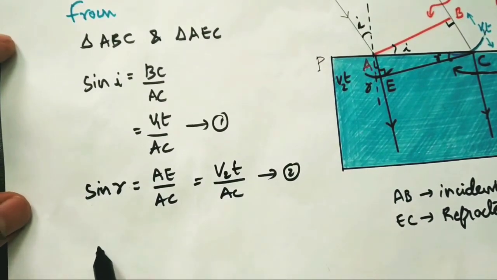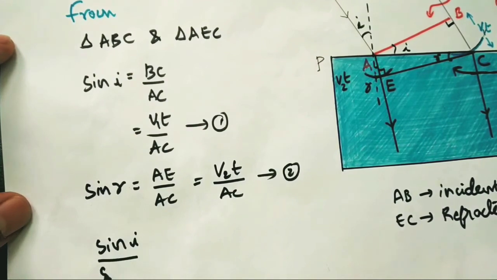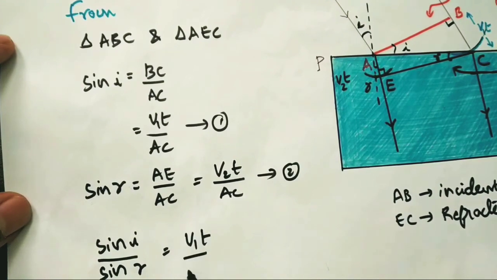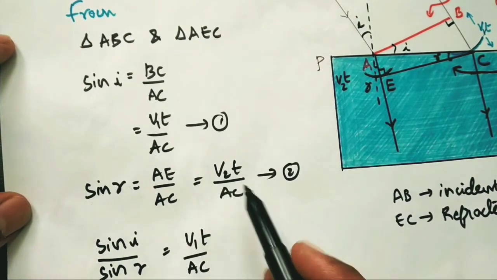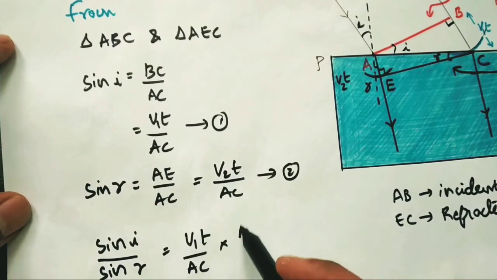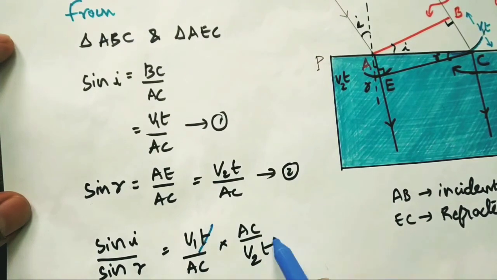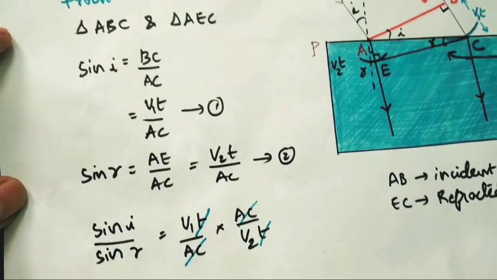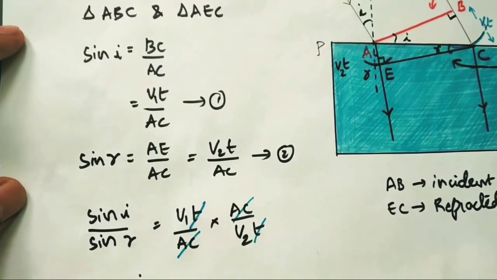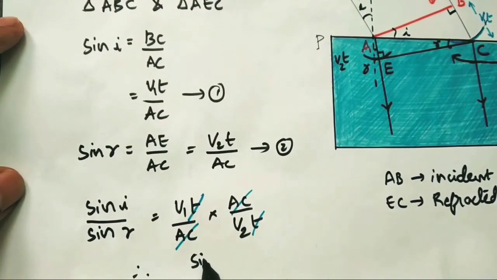Now let us divide equation 1 by equation 2. We get sin I by sin R is equal to V1T by AC, multiplied by the reciprocal, AC by V2T. Now we can cancel the common terms. T gets cancelled and AC gets cancelled. Now sin I by sin R comes out to be V1 over V2.